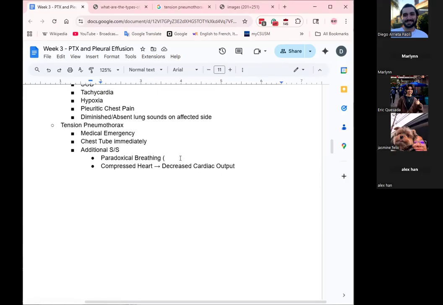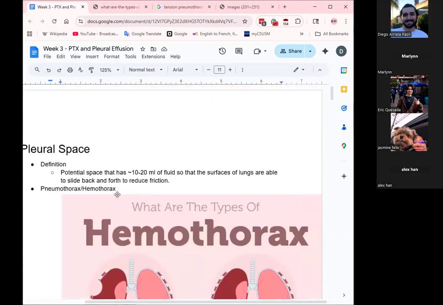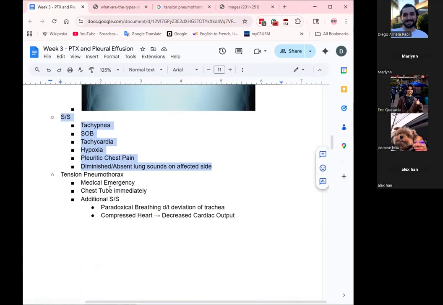Yeah, that's due to deviation of the trachea. And so that is an emergency, the tracheal deviation. But again, they mostly just want to focus on this part right here, just the pneumo and hemothorax. For the most part, they have the same signs and symptoms. The tension pneumothorax is an immediate, you have to go immediately stick a needle.